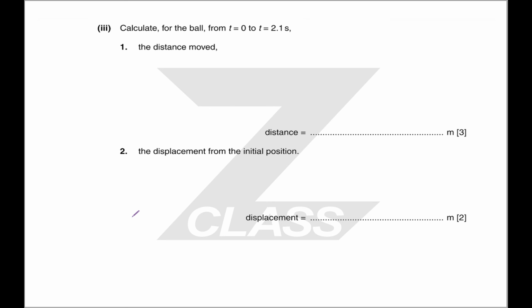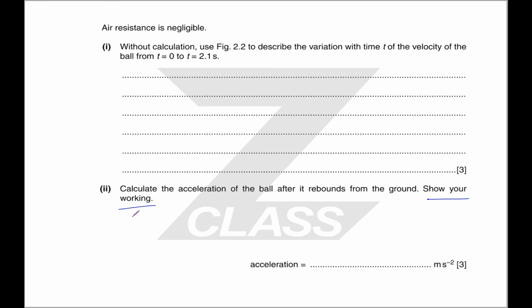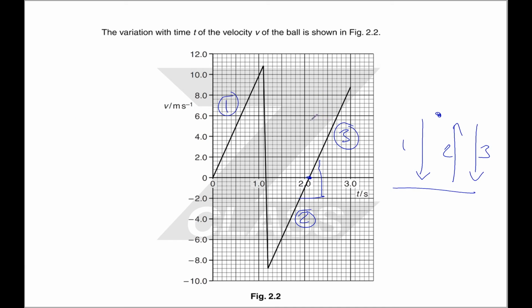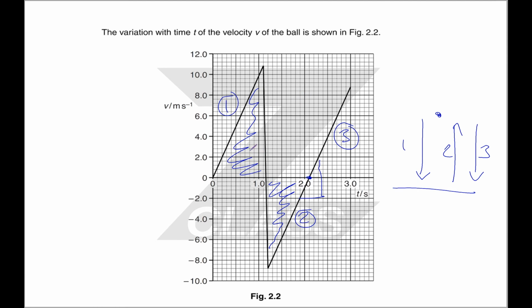Calculate the distance moved. So the distance moved is the area under a velocity time graph. Now, distance is a scalar. So the distance moved is going to be this area plus this area. Okay? However, the displacement is going to be, let's call these A and B, right?